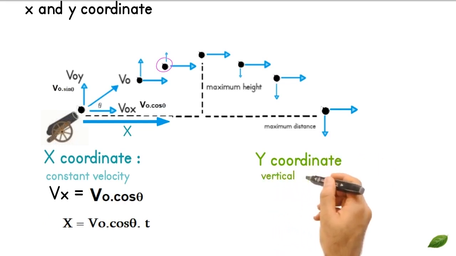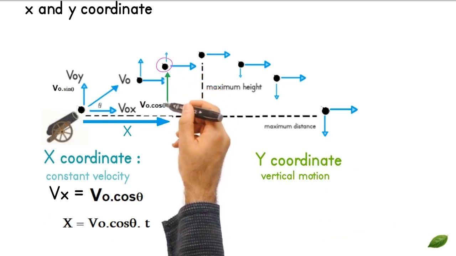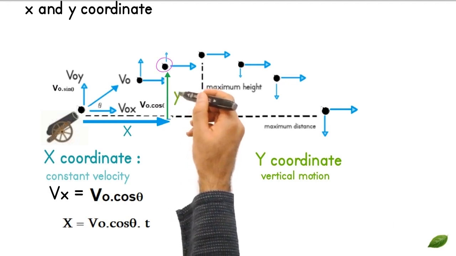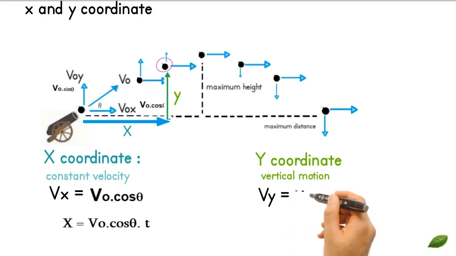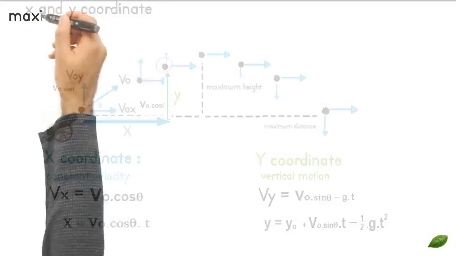So we move to the y coordinate, the vertical motion. In vertical motion the velocity is not constant, it changes because of the gravitational acceleration. That's why Vy is v0 sine theta minus g times t. So the coordinate of y is y0, the initial height, plus v0 sine theta times t minus half times g times t squared. This is the y coordinate. That's about the x and y coordinates of parabolic motion.